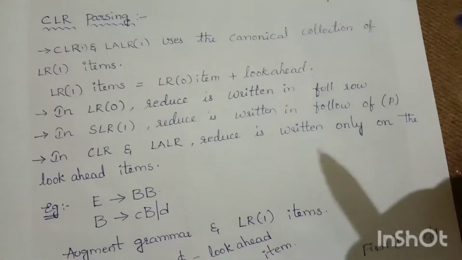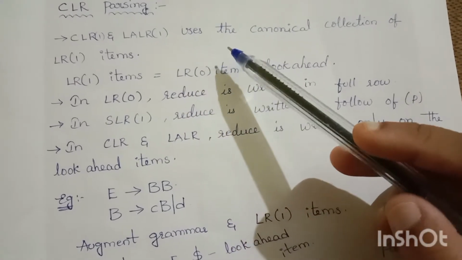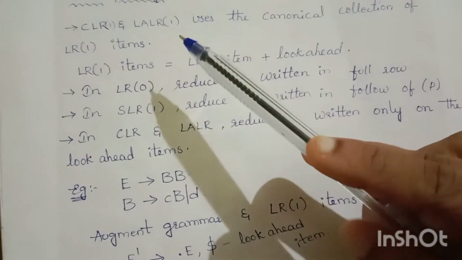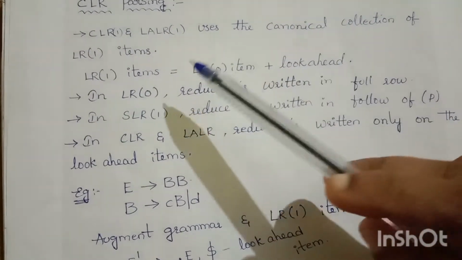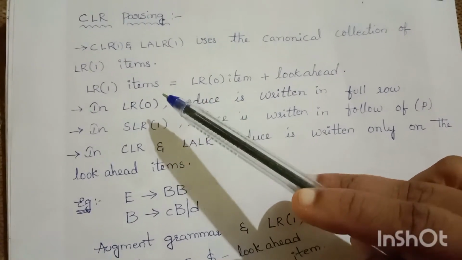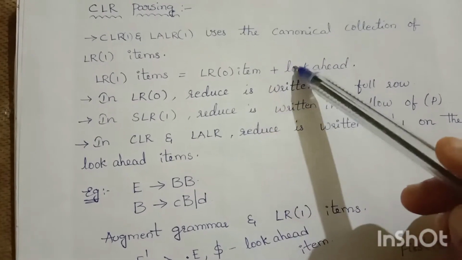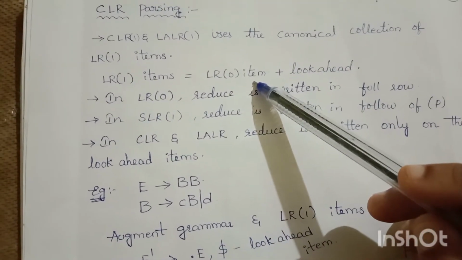CLR parsing. In CLR1 and LALR1, it uses the canonical collection of LR1 items. Both canonical LR and LALR use the canonical collection of LR1 items. LR1 items are nothing but LR0 item plus look ahead. What is LR0 item?